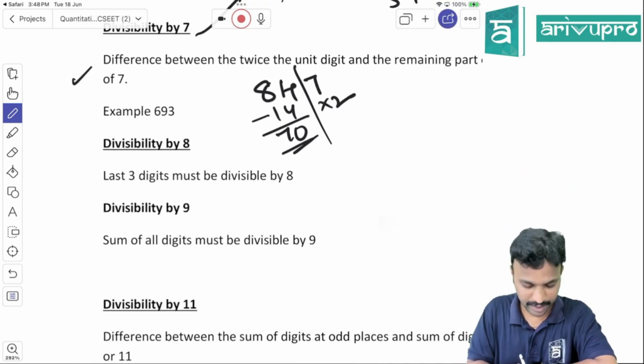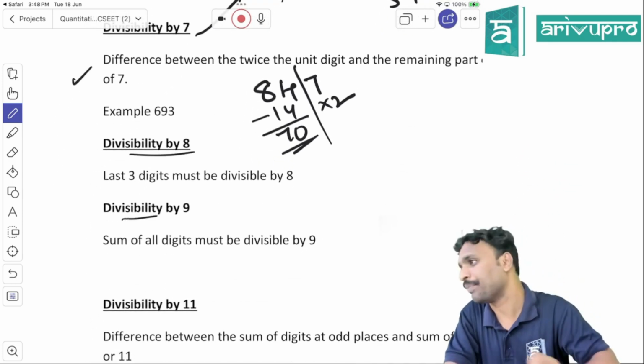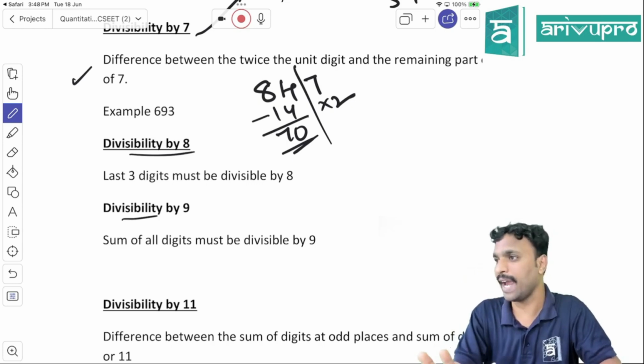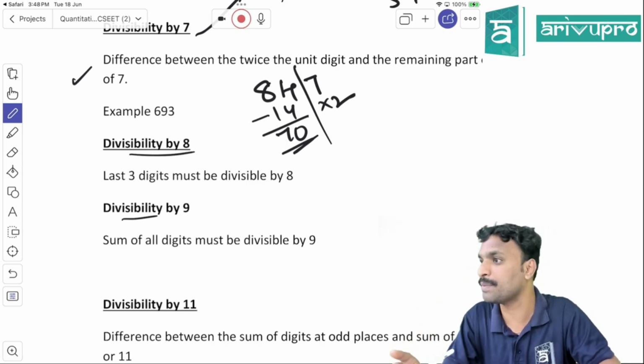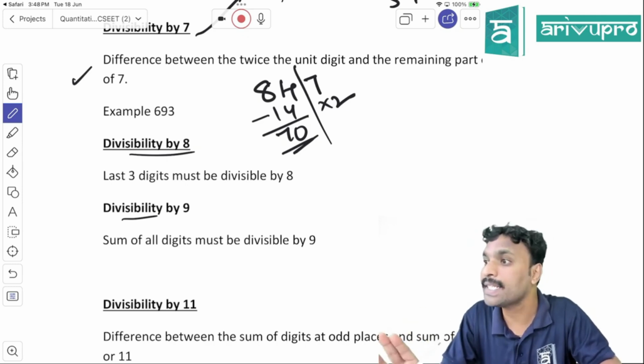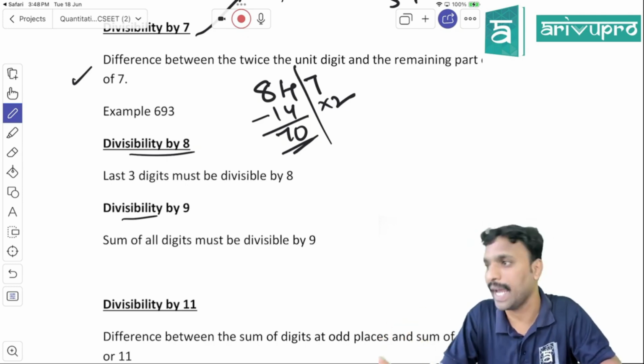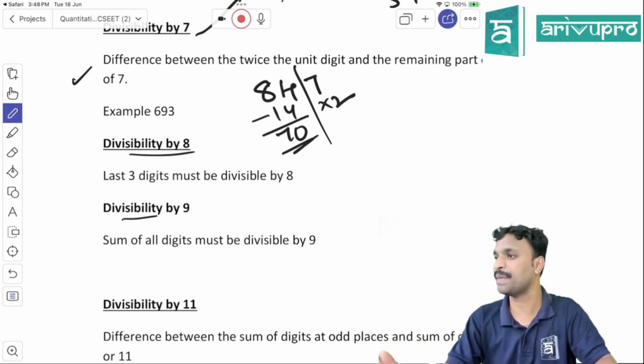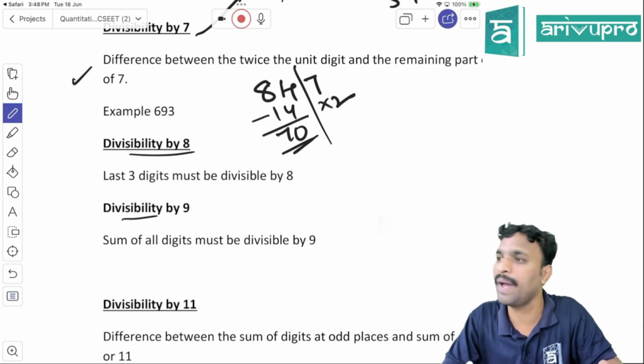Now divisibility rule for 8. For the divisibility rule for 4, the last two digits must be divisible by 4. For divisibility by 8, the last three digits must be divisible by 8. If the last three digits are divisible by 8, the entire number is divisible by 8.